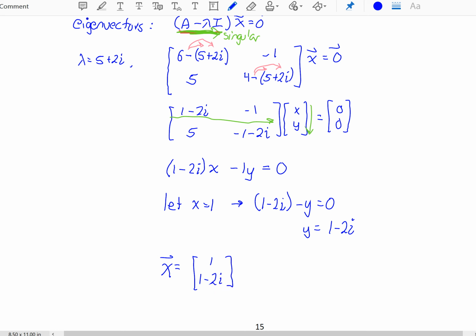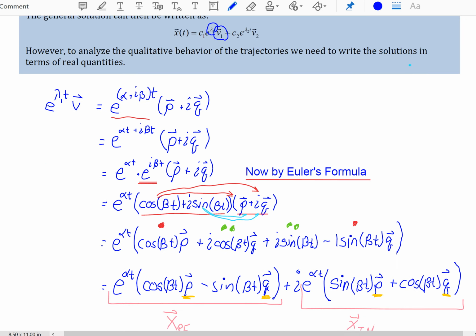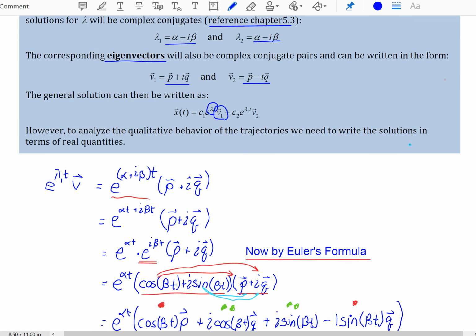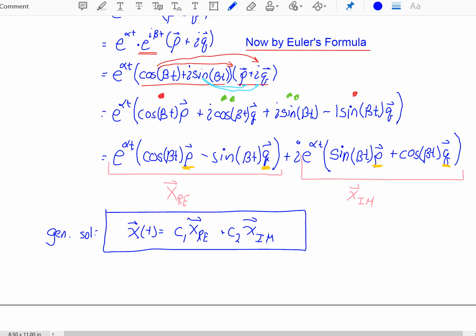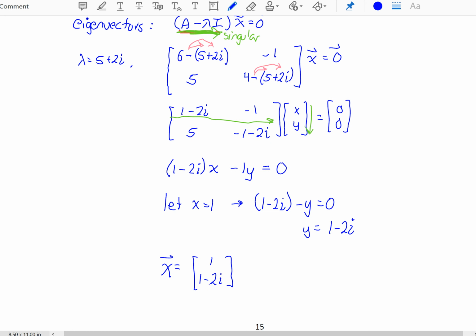Now in chapter 5.3, this is where we said we could stop. However, in chapter 6.3, we want to write this vector x in terms of a real and an imaginary component. And if I scroll back in our notes, we like to write it in this form: p plus iq. So a real portion p plus an imaginary portion q. And that's as simple as rewriting it as the sum of two vectors.